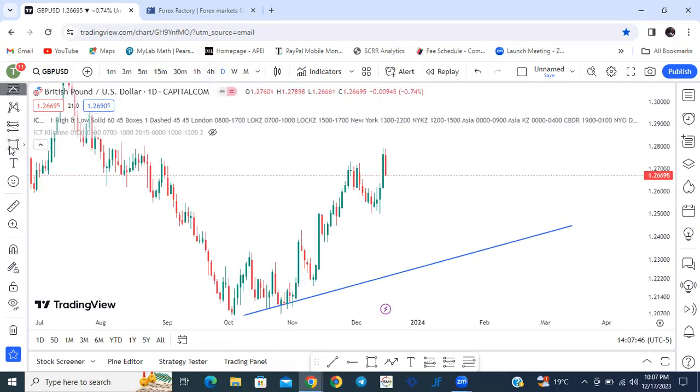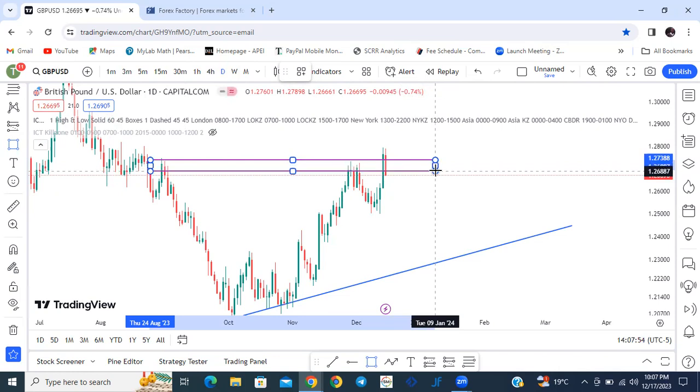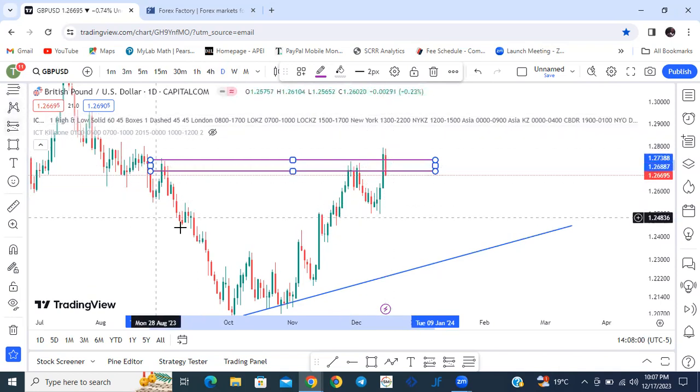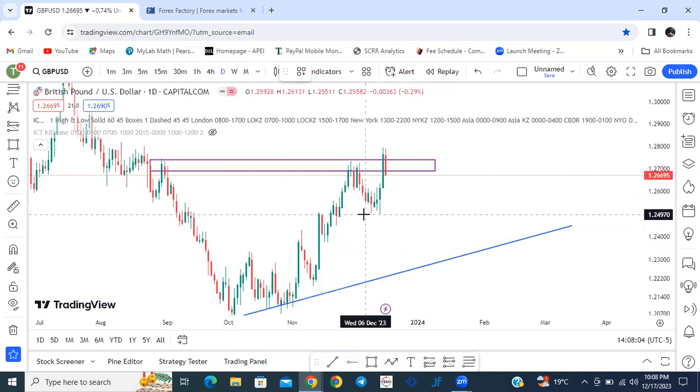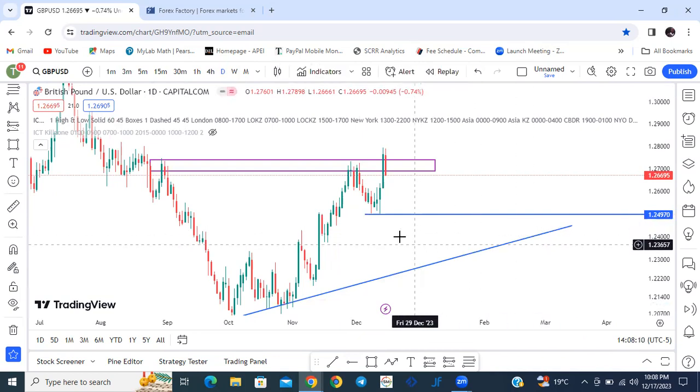What I want to see is, because here we have an area of what? We have a resistance area at that level, right? And the price is trying to break through that level. The reason why I am looking at the price maybe coming all the way to around that level, 1.24970, on the downside.